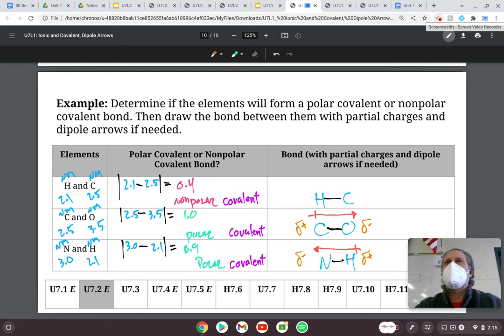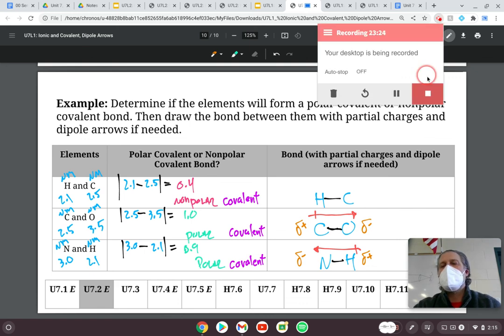So that's a brief overview of the differences between ionic, polar covalent, and nonpolar covalent. And so now I want to move on to the next part of this lesson.